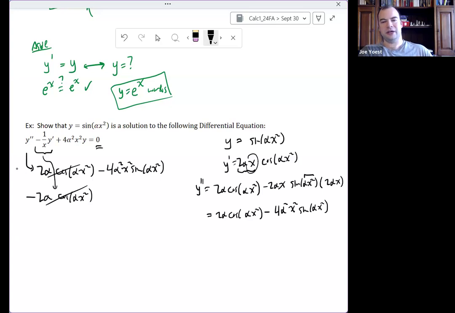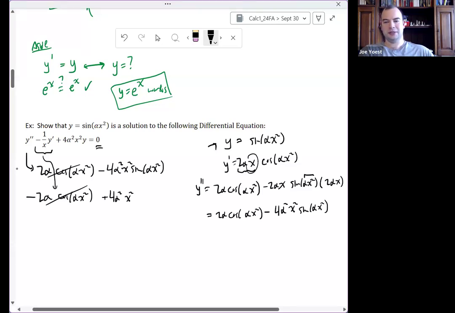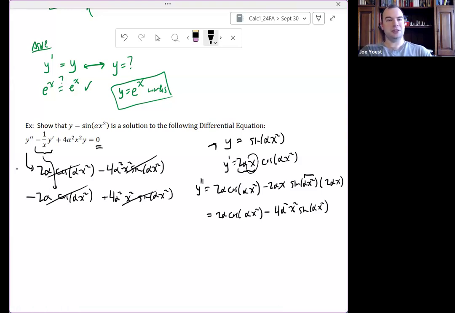And we see that these go away. That cancels out my first term of the y double prime bit. And then plus 4 alpha squared x squared times y, sine alpha x squared. And I see again, I have some nice cancellation, minus and plus the same thing. This whole left-hand side nets out to be 0, which is exactly what we're looking for. So this function is indeed a solution to that differential equation. Any questions on that?